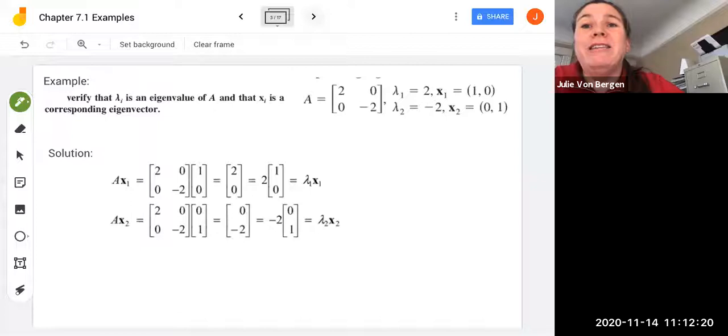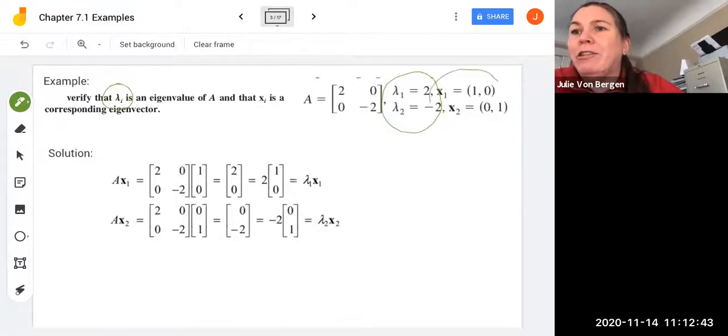So let's take a look at an example. We're going to verify here that lambda i, where this is lambda sub i, because you can have lambda 1, lambda 2, etc. for your eigenvalues. We're going to verify that lambda 1 and 2 here in this example are eigenvalues of A, and that x1 and x2, the xi's, are the corresponding eigenvectors here.